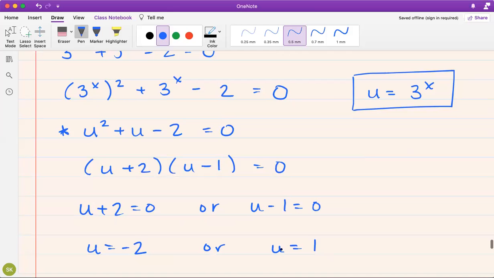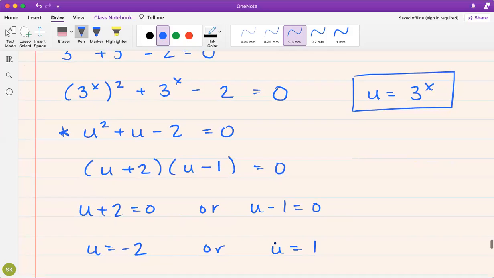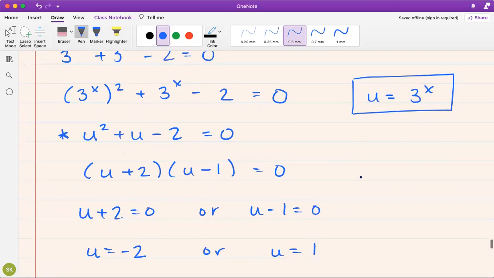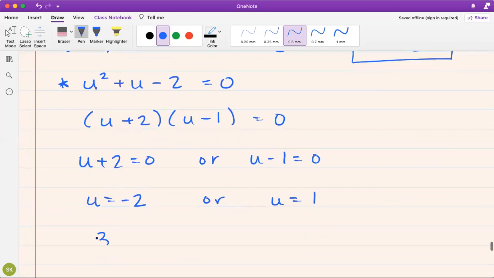But we're not looking for u, we're looking for x. That's the goal, to solve for x. So what do I do to find this x? Well, I substitute what u is. So since u is 3^x, I get that 3^x is equal to -2, or 3^x is equal to 1. And now I need to solve for x from this piece.